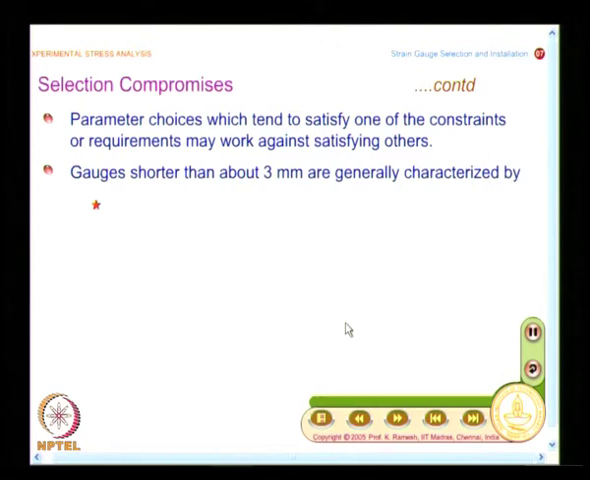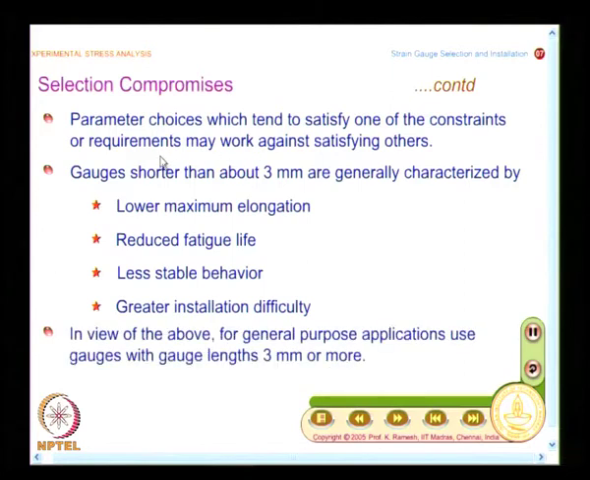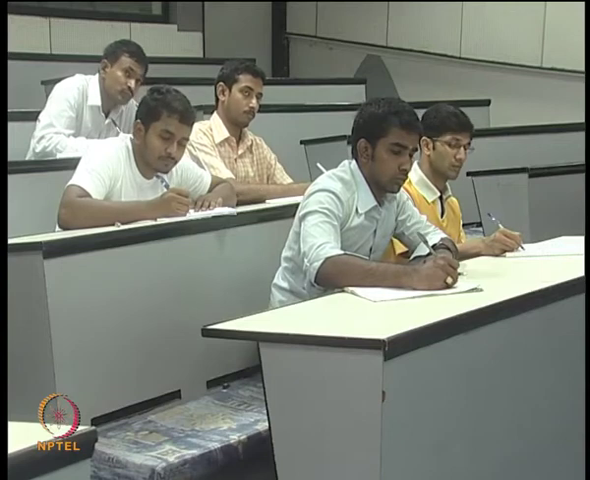And obviously, when you have a selection, parameter choices which tend to satisfy one of the constraints or requirements may work against satisfying others. This is there in any selection. So, when you have to make a selection, you have to strike a compromise. That is why even the discussion is titled selection compromises. So, you compromise it scientifically.